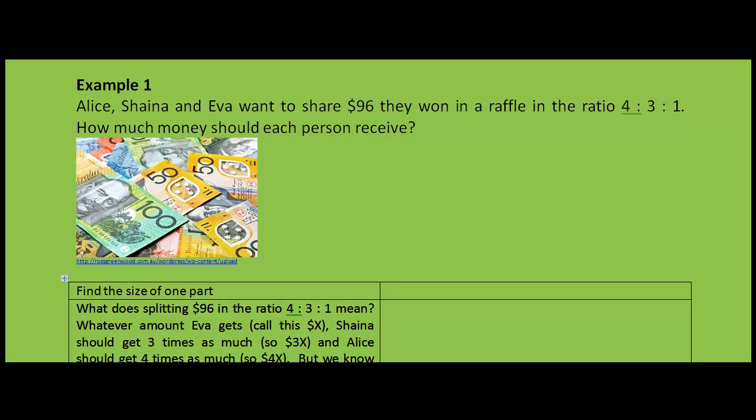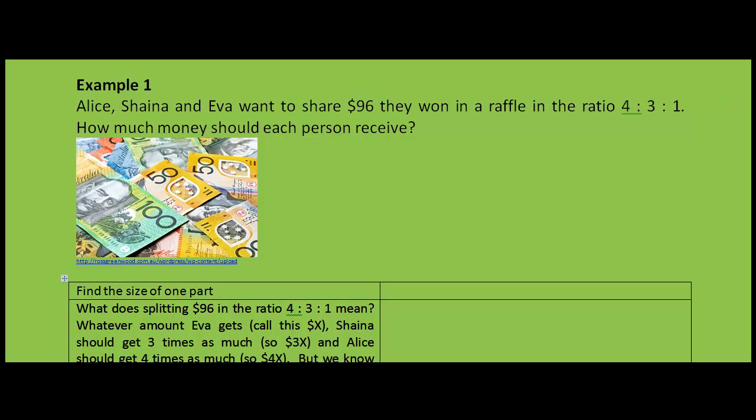They're sharing in a ratio of 4:3:1. If we could just find out how much Eva got, then we would know that Shayna would be getting 3 times as much as Eva, and Alice would be getting 4 times as much as Eva. Unfortunately, we don't know how much Eva is getting. As in previous videos, when we don't know a number, we might call it X. So let's call the amount that Eva gets X dollars.